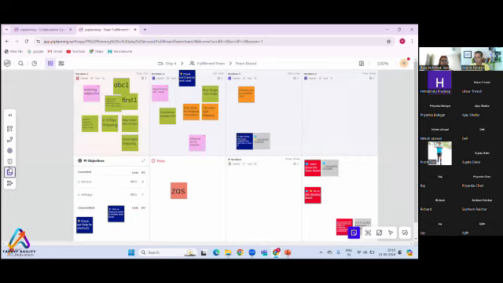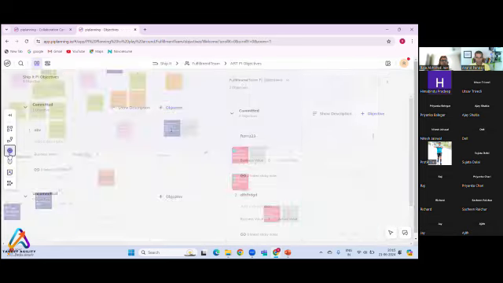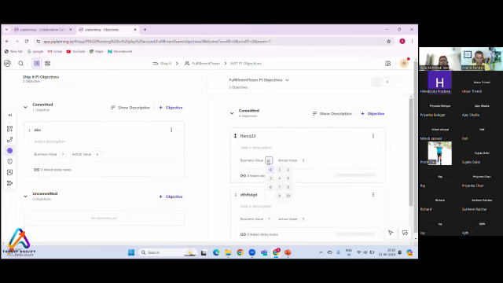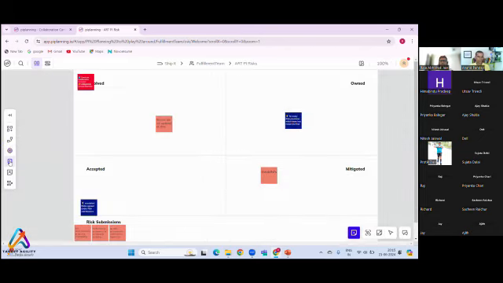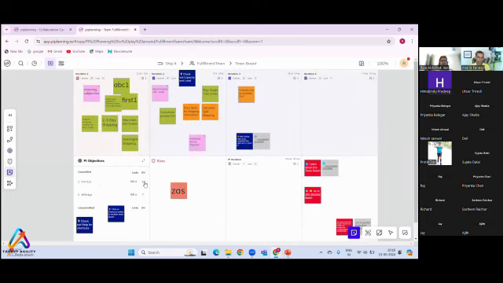And I can assign the business value also. If I assign the business value as 10, it will reflect there. See, it shows the business value as 10. And whatever risk you create, it will show in the risk section.